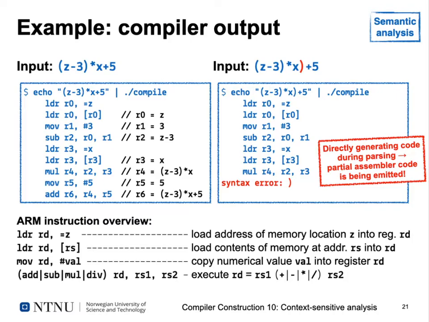So this would output partial assembler code while this program is scanned and parsed. So that's probably not a good idea. Well, a real-world compiler could, of course, throw away this partial assembler code, but this here is just printed out on your screen. So that would confuse the user quite a bit, I suppose.